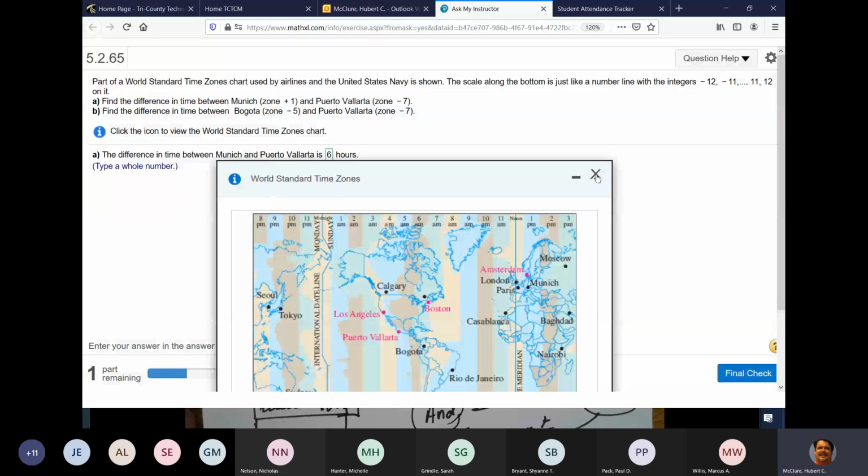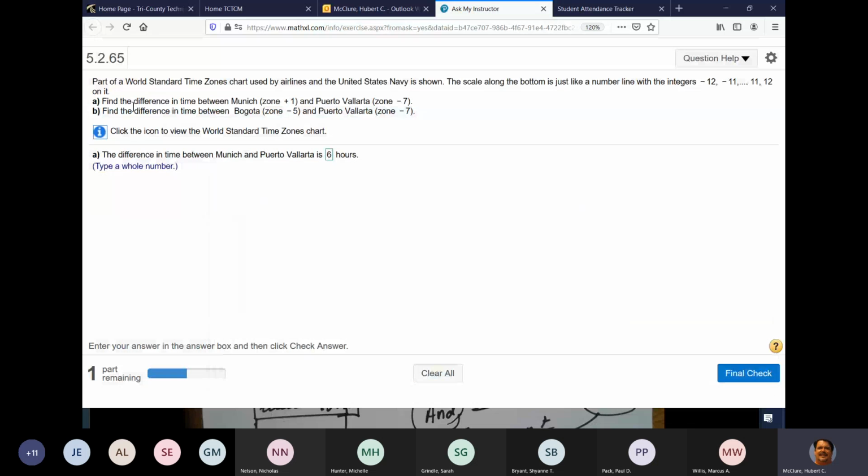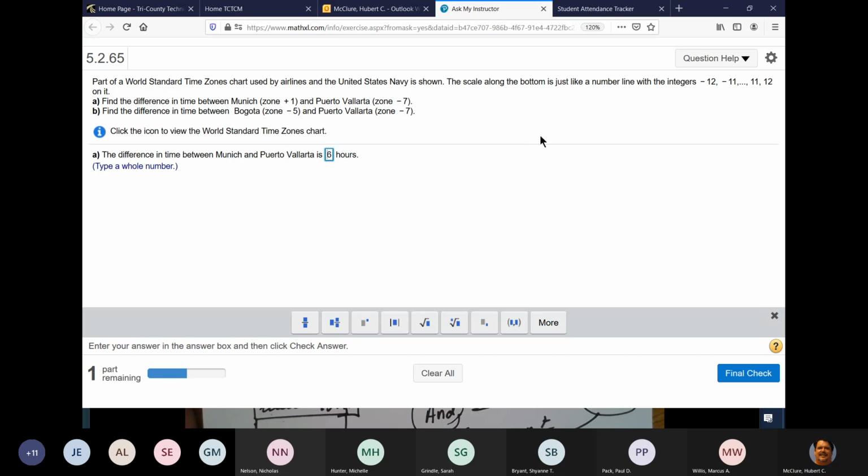I do not agree with this. The way this question is written, I do not agree with that. But evidently they're wanting -6 hours. Now, let me rewrite the question. How far is Puerto Vallarta behind Munich? Then you would say -6 hours. But that's what they're wanting.